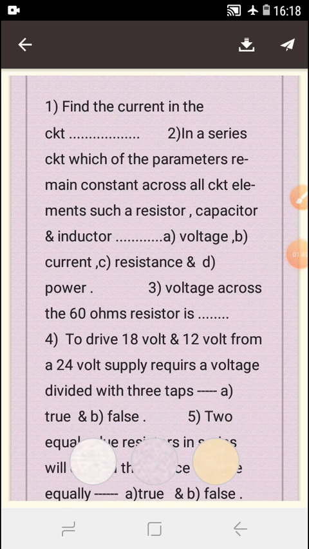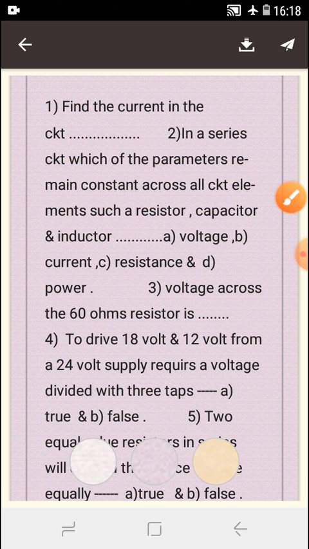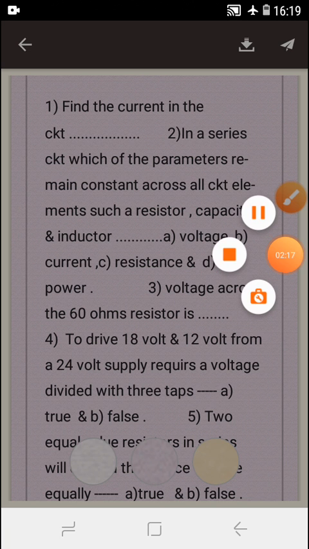Next question, question number 2. In a series circuit, which of the parameters remains constant across all circuit elements, such as a resistance, capacitor, inductor? In a series connection, the current is always the same. Option B, current is same.